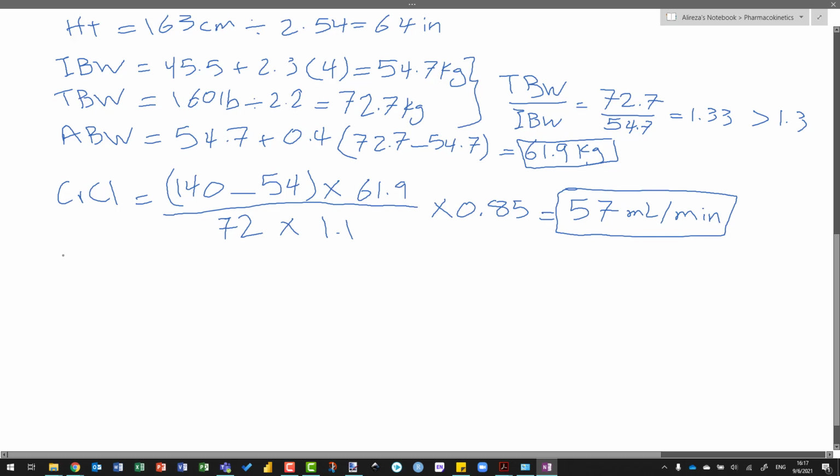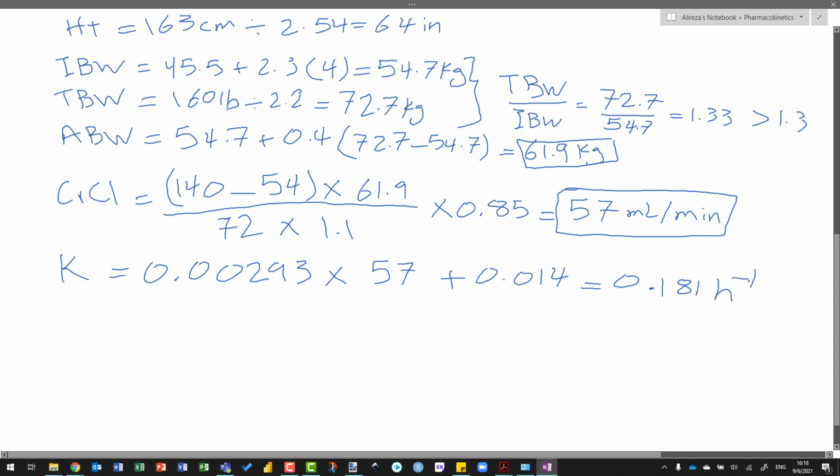Next, we can calculate the elimination constant K or KE. We can use the equation 0.00293. So make sure you don't make mistakes with all these zeros in your calculator, times creatinine clearance that we calculated, which is 57 ml per minute, plus 0.014, which gives you 0.181, and this is in inverse hours.